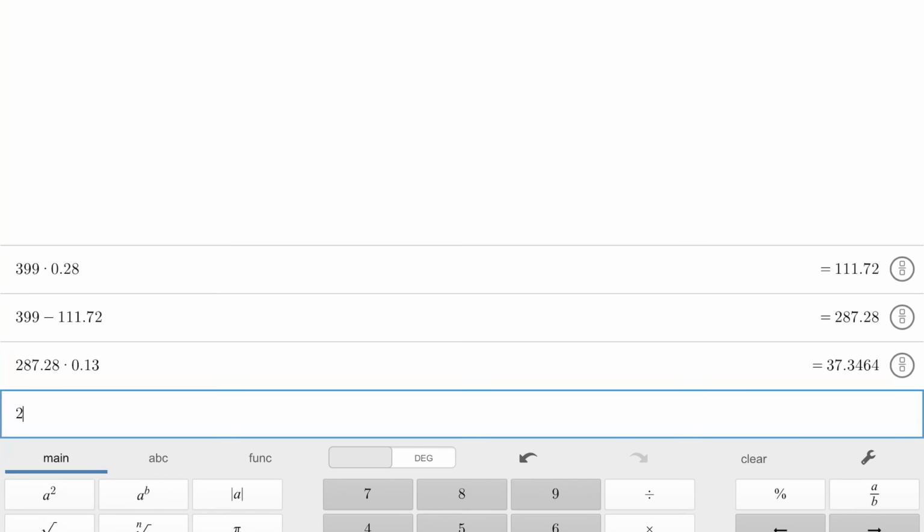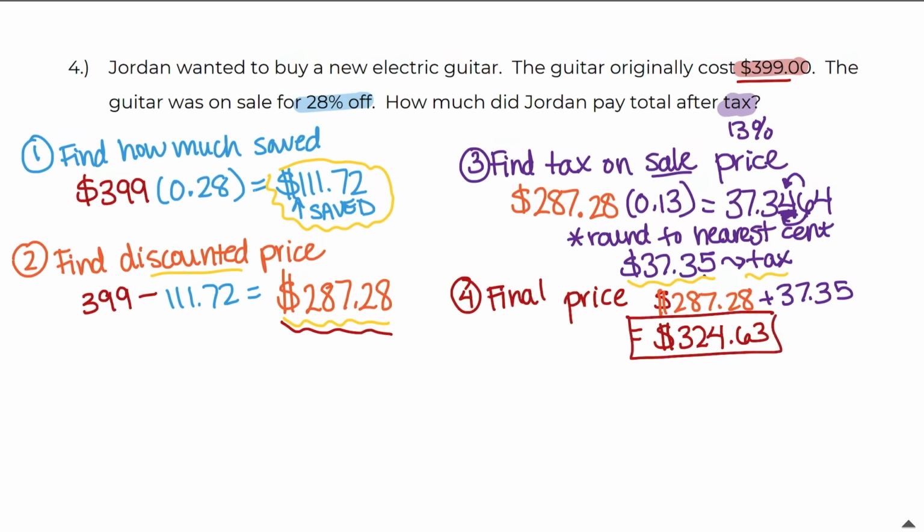I'm going to take $287.28 and add $37.35 to that. And I get $324.63. And this right here is my final answer. So really quickly, I want to show you another way you can do this really quickly if you like it and you understand it. But if you prefer this method that we did right here with the 4 steps, go ahead and use that method, okay?